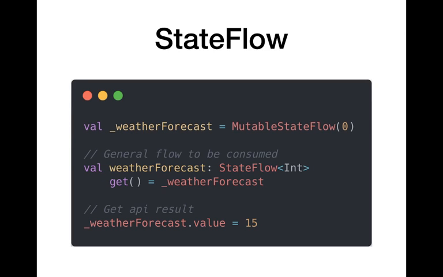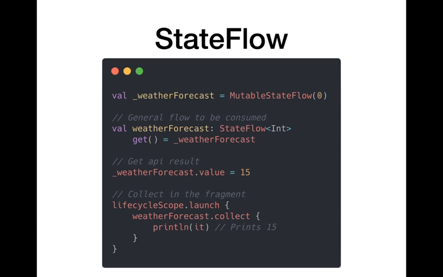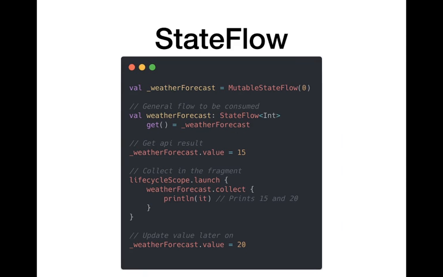Let's say you make an API call and change its value, and you're collecting that flow inside the UI like this. Because we changed its value to 15, it's going to print 15 here. But let's say afterwards you want to change its value again. Easily, you can just change it like LiveData. This is coming from StateFlow, so you can just change its value and all the collectors will be notified. So in this case, it is going to print 22 inside the collect operator.